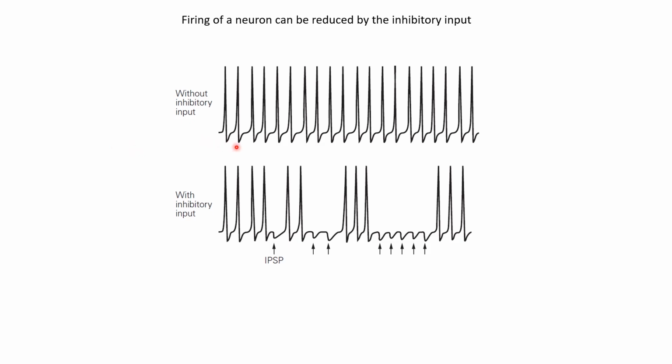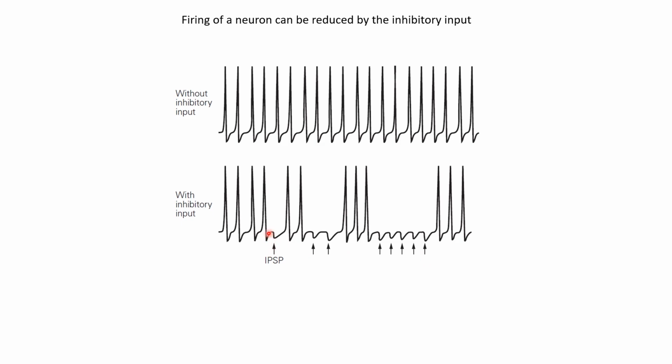And we can see this in an example here. So this is a neuron that is getting a lot of excitatory input, and so it is firing many action potentials with a certain frequency. And this is when it is not receiving any inhibitory input. But if the same neuron also receives inhibitory inputs at certain time points, then we see that the number of action potentials is now reduced. As opposed to this trace, this one has fewer action potentials, and we can see the timing of these IPSPs here.